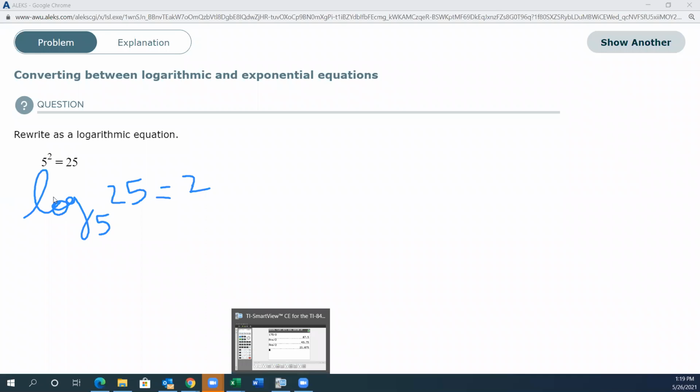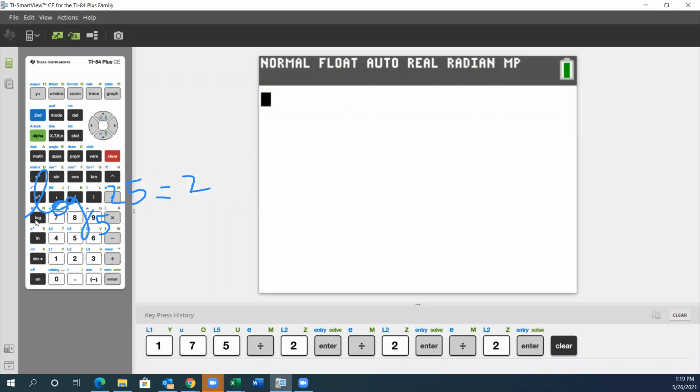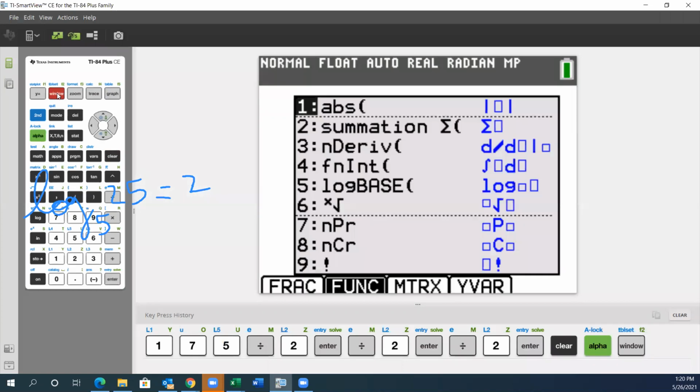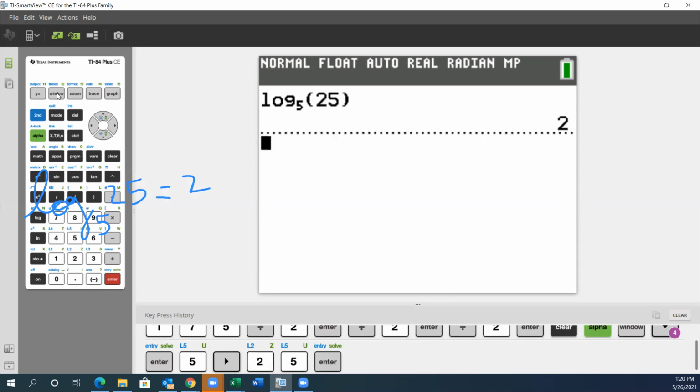Now, this is read log base 5 of 25 equals 2. Now to get the log, I know there's a log button there, but that's not the only one right now. So we'll go alpha, window, and then notice option 5. And there are other ways to get it. In that lower box, my problem said put a 5, and in the upper box, put a 25. And that should equal 2, and indeed it does. Okay, so I know I've converted it correctly.